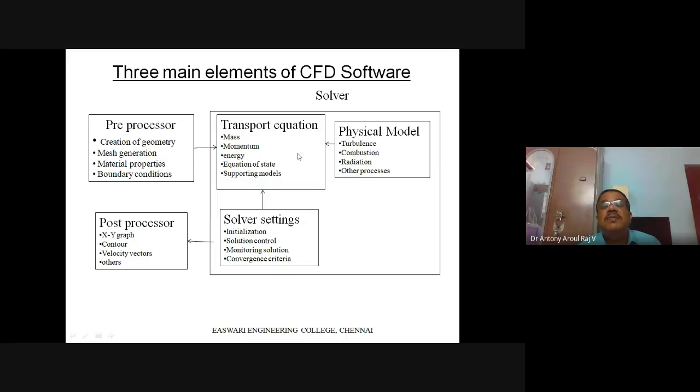But this is for a general purpose CFD solver for buildings. So we may not have the radiation. We may be having radiation. Combustion we may not be having. Turbulence we'll have only simple models. So that's how there will be difference.